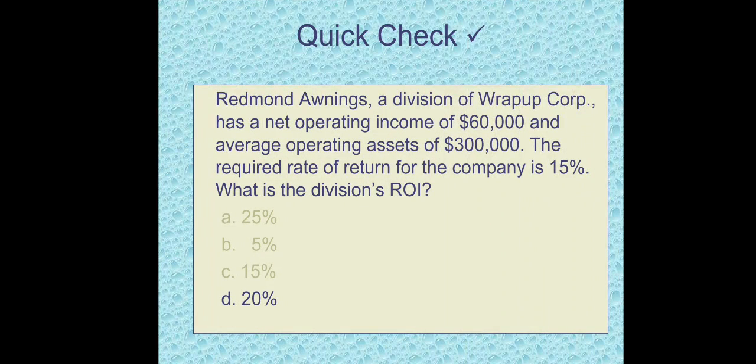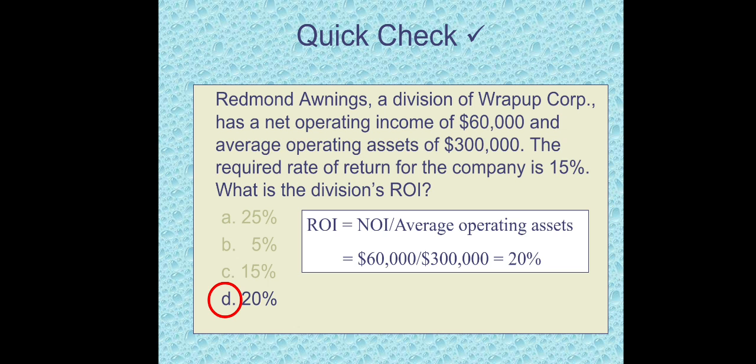So how to calculate the ROI? You use this formula. Remember, to calculate the ROI, the formula is net operating income divided by average operating asset. So net operating income for this segment is 60,000. The average operating asset is 300,000. So the ROI is 20%. Remember, ROI equals 20%.